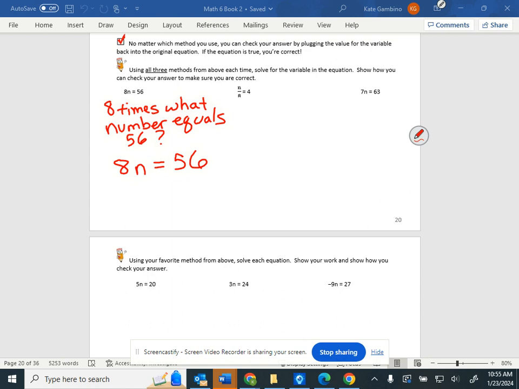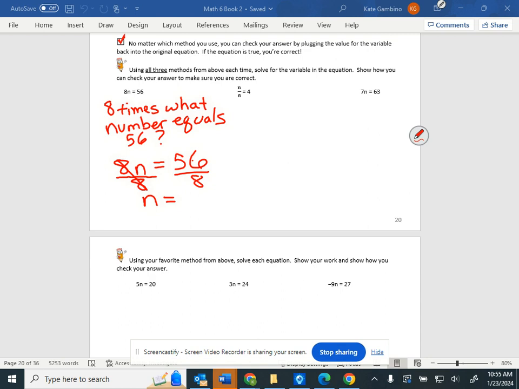56 divided by 8. So if I do 56 divided by 8, remember, whatever I do to one side, I have to do to the other side. So if I divide this by 8, I have to divide this by 8. So I can see 8 divided by 8 is 1. So I know I can just do n, because 1n, I don't have to put the 1 in front of it. And then I say 56 divided by 8 is what?